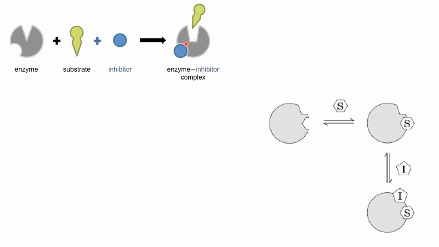Now coming to non-competitive inhibition. Here the inhibitor binds to a site other than the active site of the enzyme. That site is called the allosteric site. This is the enzyme, this is the substrate molecule, this is the inhibitor. It will bind here. This is the allosteric site, and this is the active site where the substrate is binding. So this is the enzyme inhibitor complex.